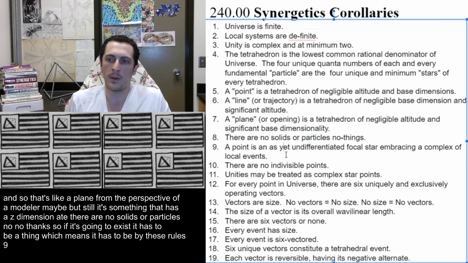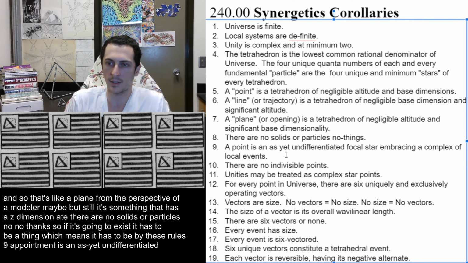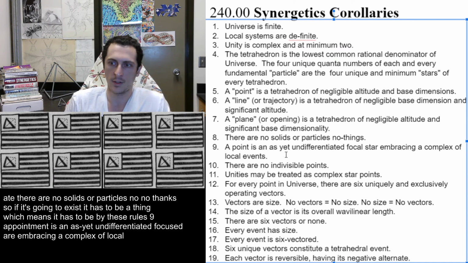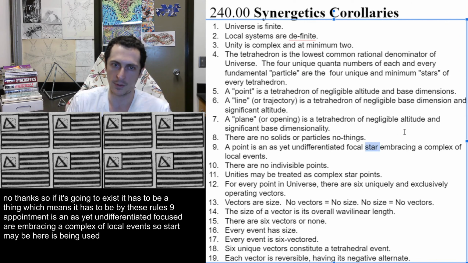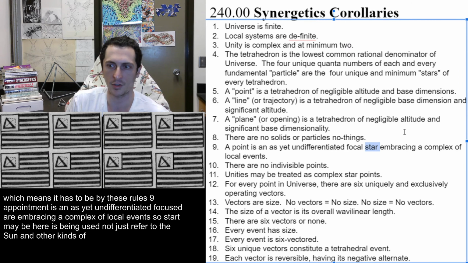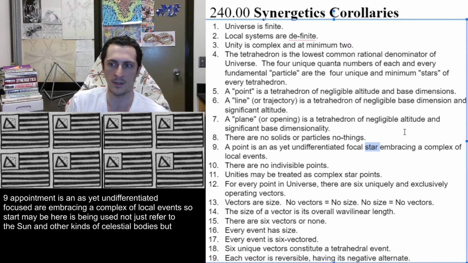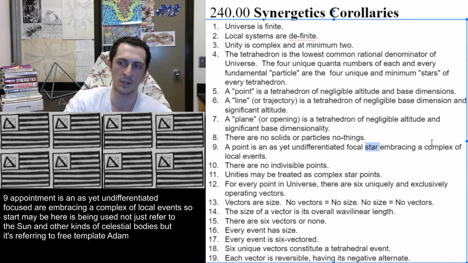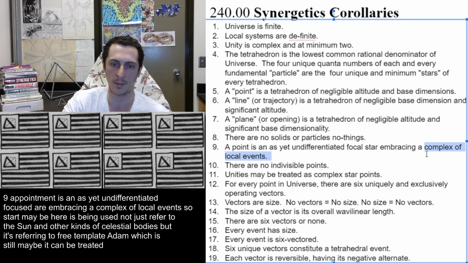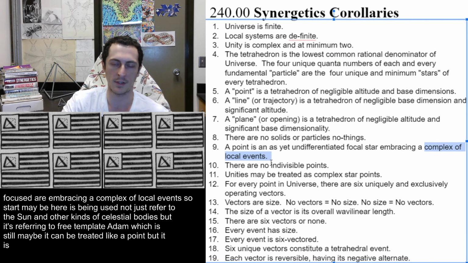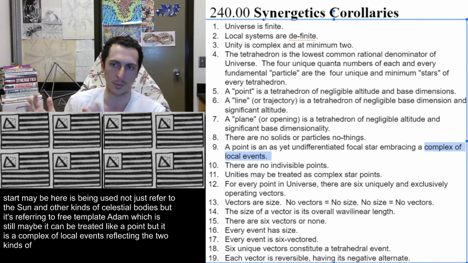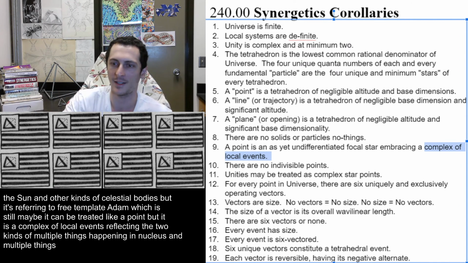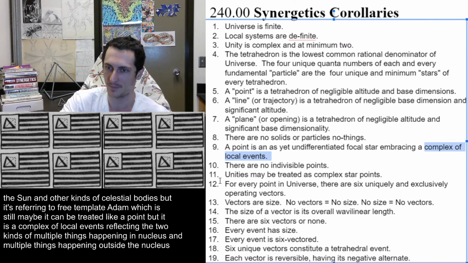9. A point is an as yet undifferentiated focal star embracing a complex of local events. So star maybe here is being used not just to refer to the sun and other kinds of celestial bodies, but it's referring to, for example, an atom, which maybe can be treated like a point, but it is a complex of local events reflecting the two kinds of multiple things happening in the nucleus and multiple things happening outside of the nucleus, just to be general.